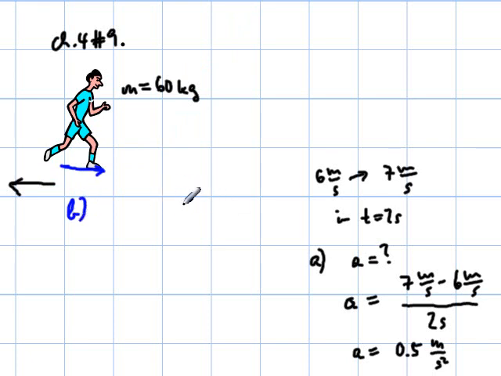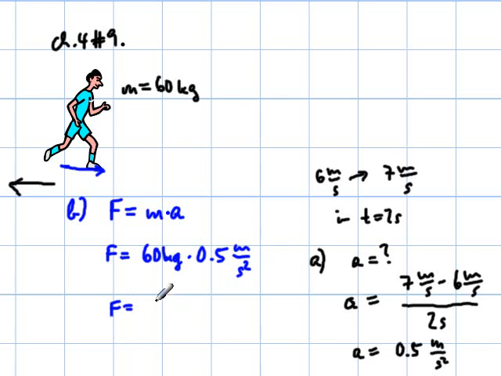Well, the runner accelerates at 0.5 meters per second squared. The runner has a mass of 60 kilograms. We're supposed to figure out the force, so we're back to Newton's second law. Force equals mass times acceleration. And so we have force equals 60 kilograms times 0.5 meters per second squared. And therefore the force is 60 times 0.5, which is 30 kilograms meters per second squared, which is newtons.